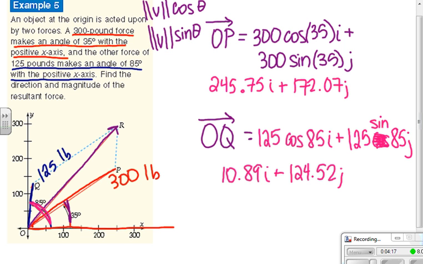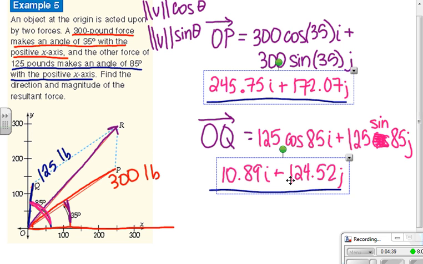My apologies for the error. So now we've got our OP and we've got our OQ. Since we want the resultant vector, I need to add those together. I'm going to take this one and this one and combine them. I'm going to copy this and put it on the next page so that we have some room to work.